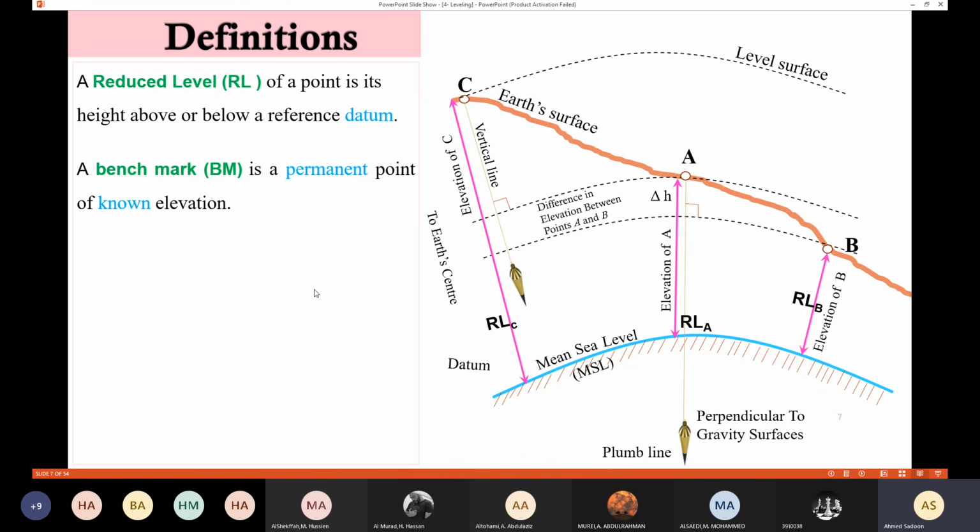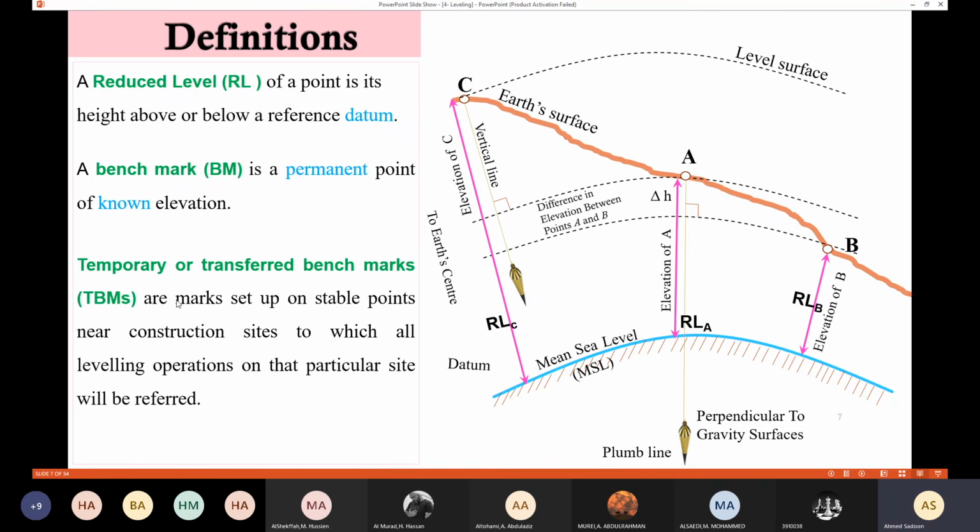The benchmarks are points with a known elevation, just like points distributed across any city, with a known elevation. So your measurement is going to depend on this point in order to know the height of the mountain, because I need to have a reference point. Okay, so we call this benchmark. So a benchmark is a permanent point of known elevation.